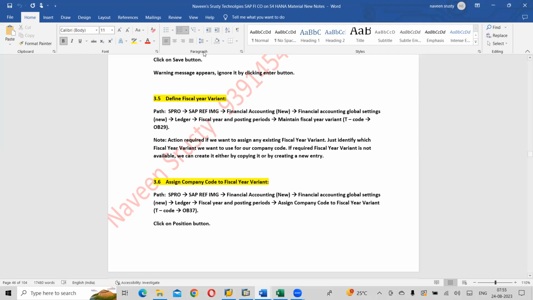So here you can write it as Define Fiscal Year Variant or Maintain Fiscal Year Variant. The most important transaction code, very important, is OB29. Okay, I'll show you.